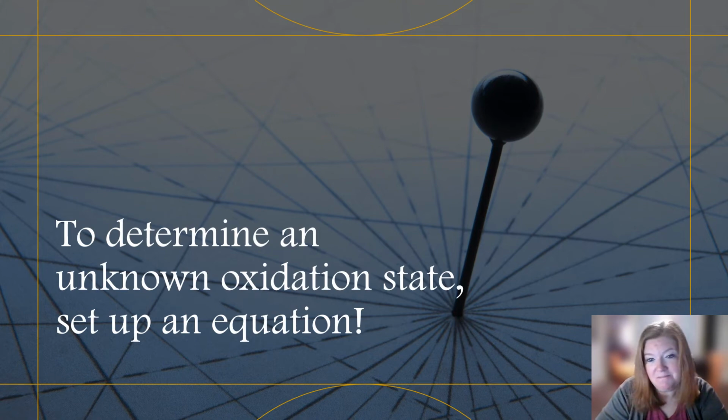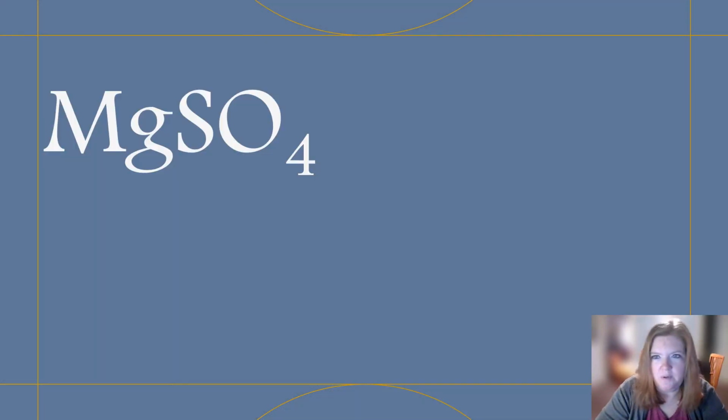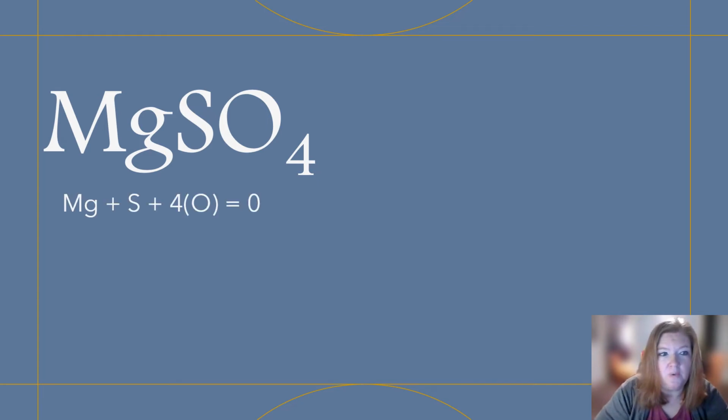Sometimes it's not so nice, and there's an oxidation state that you aren't sure about. So you set up an equation. Remember when I wrote it out, the oxidation state of magnesium plus the oxidation state... let's just write it with symbols. Magnesium, no subscript, so just 1. Sulfur, no subscript, just 1. Oxygen, a subscript, 4 times oxygen. And since I don't see any charges, because this is a compound, it's going to add up to 0.